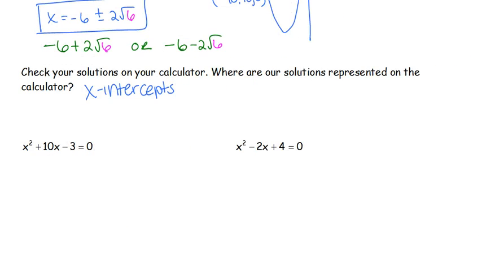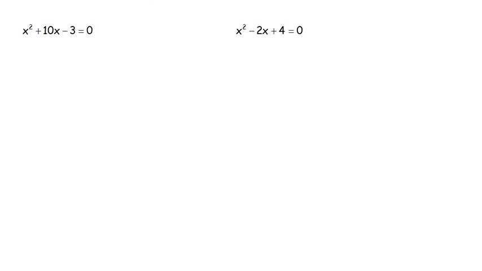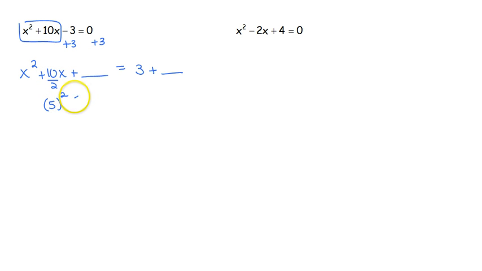Alright, let's go ahead and do another example. So what we're trying to do is create a perfect square trinomial. In order to do that, I'm going to isolate these by moving 3 over to the other side. So I've got x squared plus 10x, and I'm going to add in that piece to make the perfect square trinomial. And whatever I add to the left, I have to add to the right. Take half of your middle term, which is 5, and you square it. So that's what you're going to add to each side, that 25.